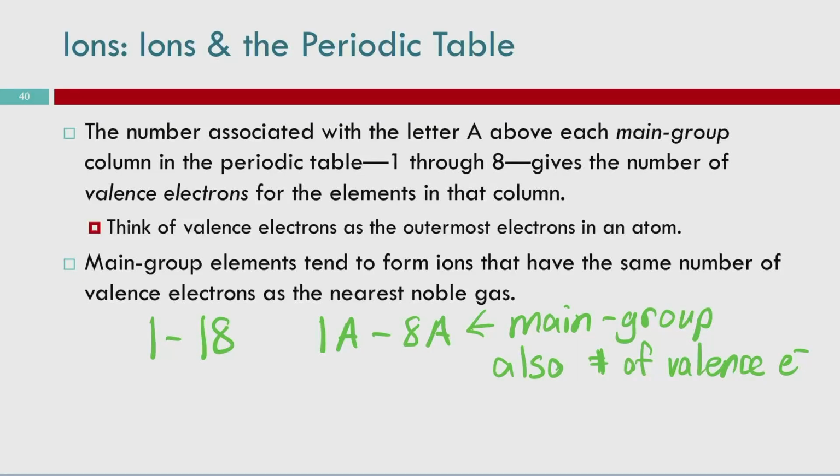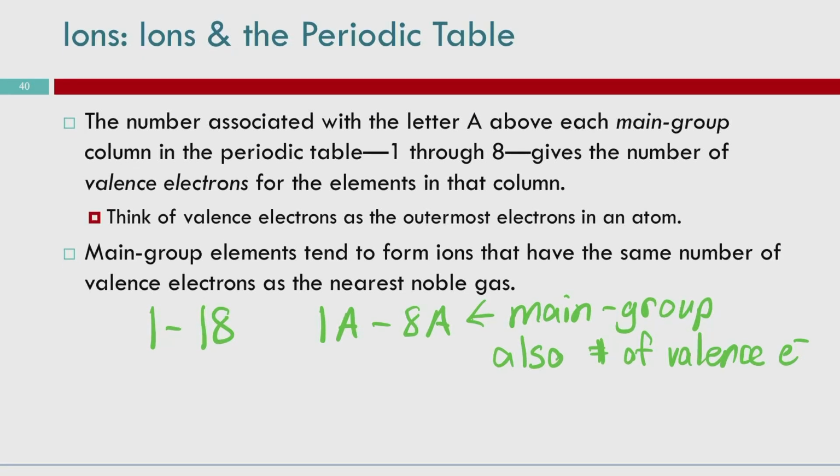And this is helpful because of these main group elements. Those are in the 1A through 8A groups, excluding that rectangle in the middle of the periodic table. Those tend to form ions that have the same number of valence electrons as the nearest noble gas.